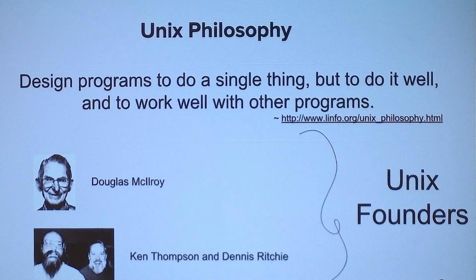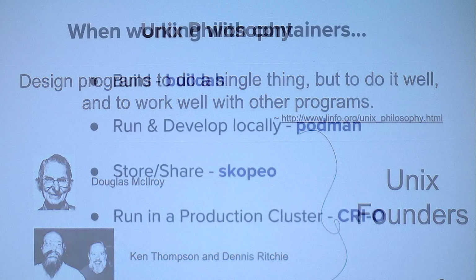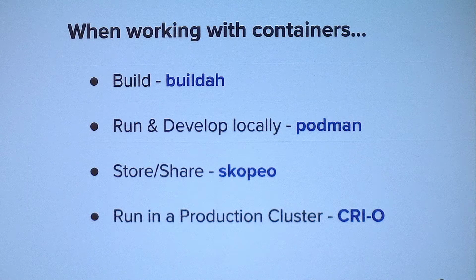When we look at the Unix philosophy, it states that you should design programs to do one thing, to do it really well, and to work well with other programs. And as you can see here, the Unix founders are pretty happy that we followed that and created a tool for each of these categories I mentioned before. These are Buildah, which obviously stands for building container images. Podman, a CLI tool you can use to test your containers locally. Skopeo for storing and sharing these containers. And finally, CRI-O, a container runtime interface for running these containers in a production cluster.